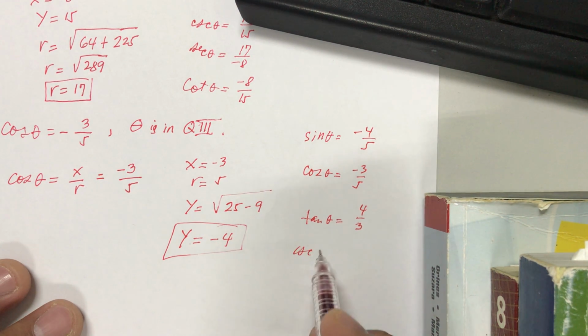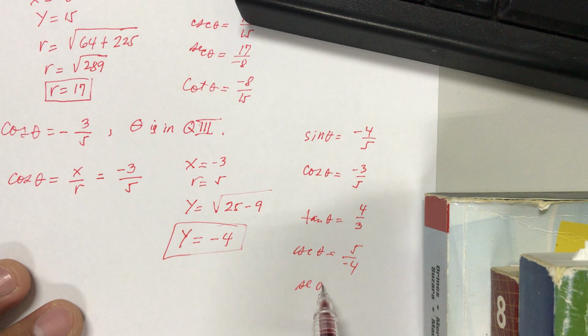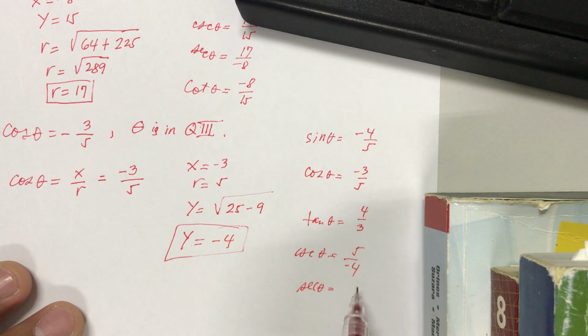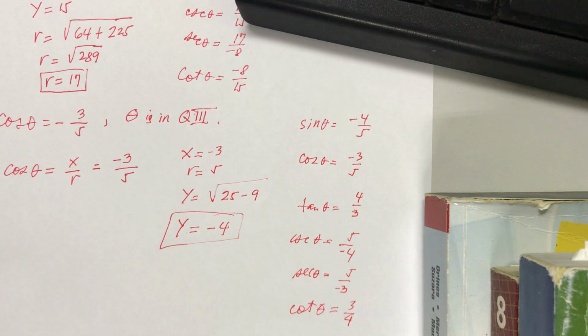Next, cosecant theta, that's 5 over negative 4. Secant theta is 5 over negative 3. While cotangent theta, which is the reciprocal of tangent theta, is 3 over 4, positive. The reciprocal of a positive number is also a positive number. Since tangent theta is 4/3, cotangent theta is 3/4, still positive.